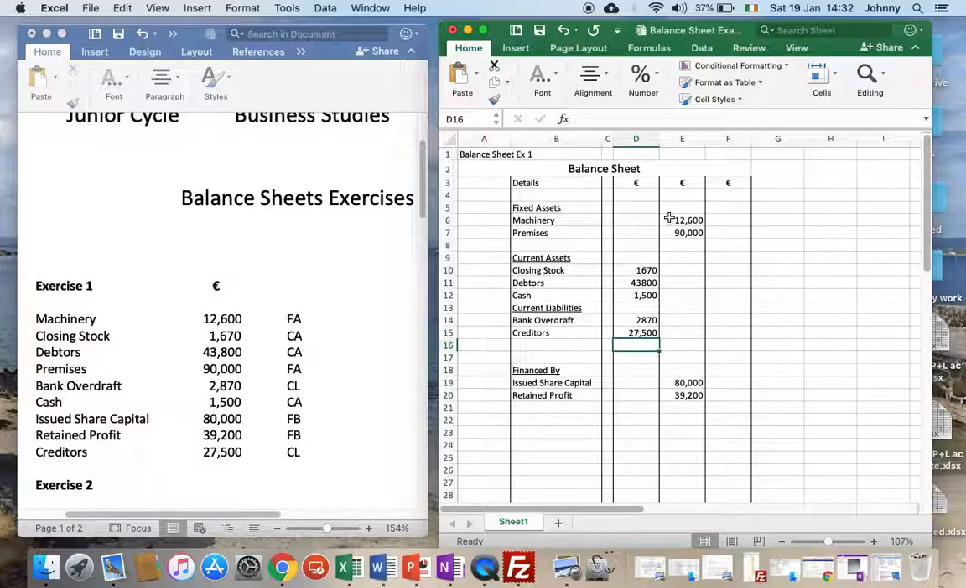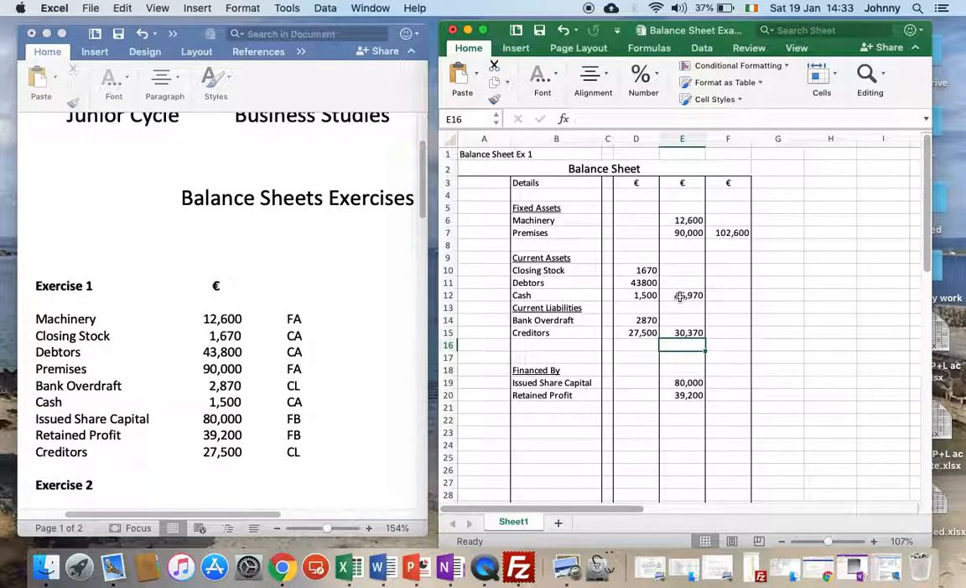So at the top, the fixed assets, I'm going to add all my fixed assets together. So I'll add my machinery and I'll add my premises. Then I'll come to my current assets. So I'll add all of my current assets and I'll put the number to the side. So I get 1670 for closing stock plus my debtors and my cash. My current liabilities, I'll add those two numbers together. So I have total current assets, total current liabilities.